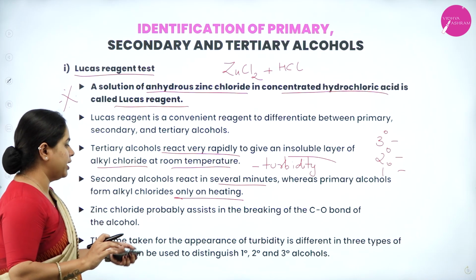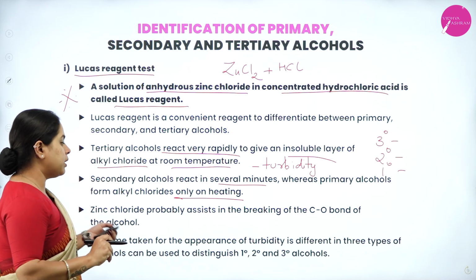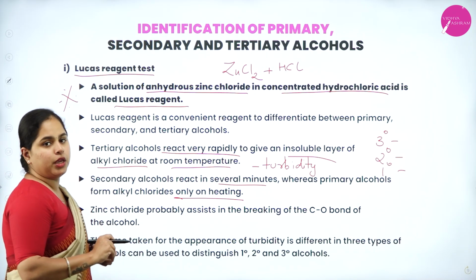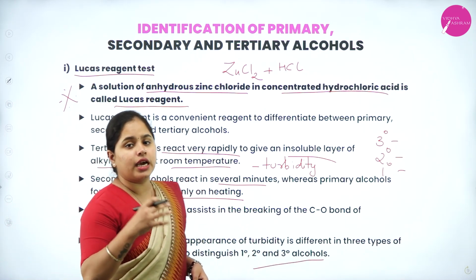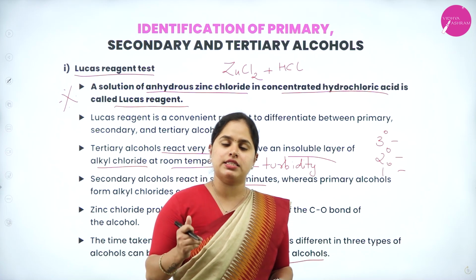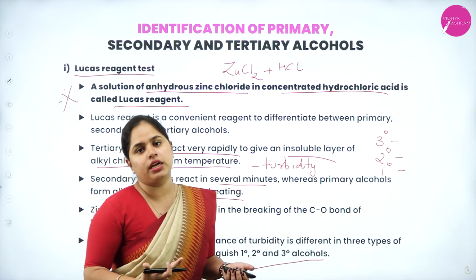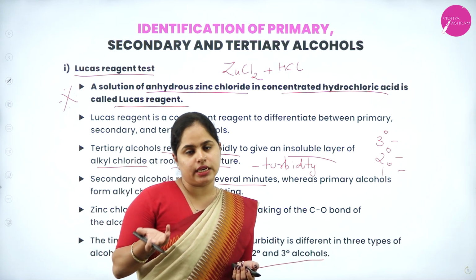Zinc chloride probably assists in the breaking of the carbon-oxygen bond of the alcohol. The time taken for the appearance of turbidity is different in these three types of alcohols and can be used to distinguish primary, secondary and tertiary alcohol. So based on the time taken to show the turbidity, we can say whether it is primary, secondary or tertiary. If it shows immediately, it is tertiary. If it shows after 5 minutes, it's secondary. And if it shows only on heating, it is primary.